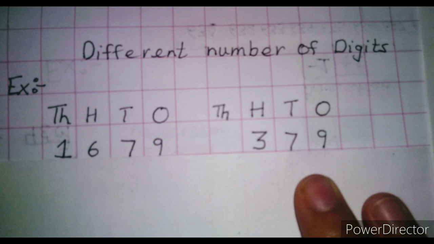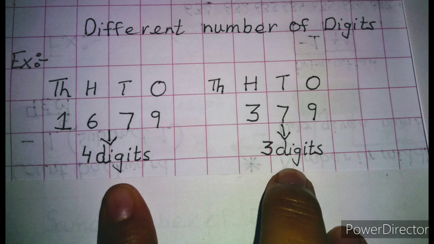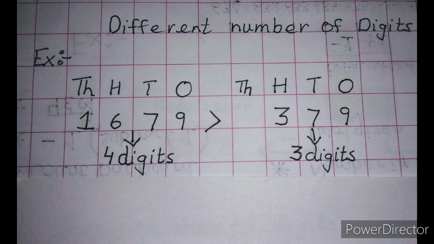Different number of digits. For example, the number is 1679 and the other number is 379. So 1679 is a 4-digit number and 379 is a 3-digit number. So we know 4-digit will be bigger. So the sign of greater than will come towards the left side and it will open its mouth towards the left side.